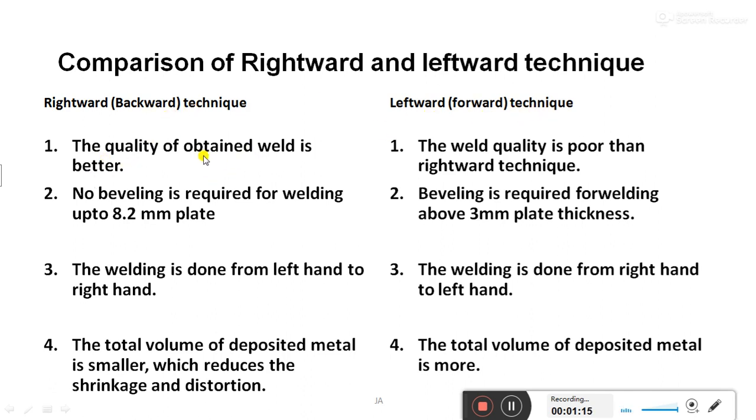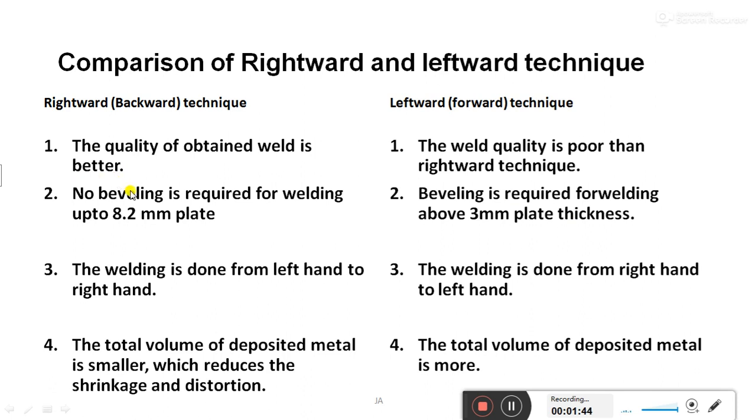The quality of the obtained weld is better in the case of the rightward technique. The weld quality is poorer in the case of the leftward technique. No beveling is required for welding plates up to 8 mm thick in the rightward technique. Beveling is required for welding up to 3 mm plate thickness in the leftward technique. Beveling means you have to make a sloping edge.